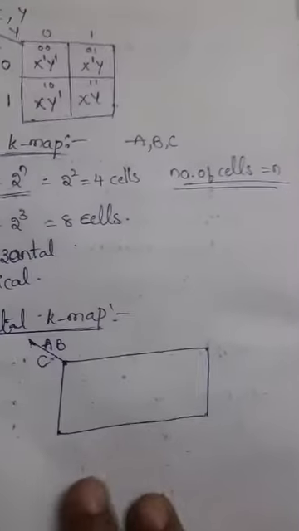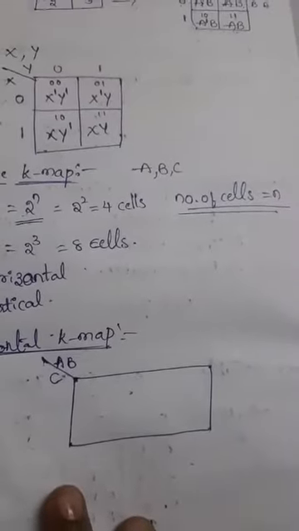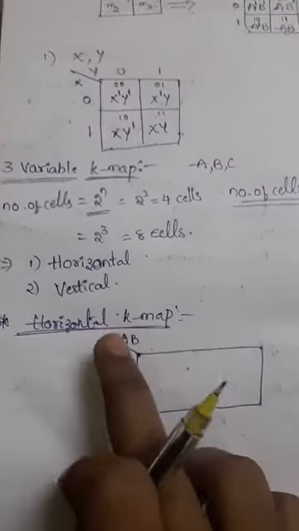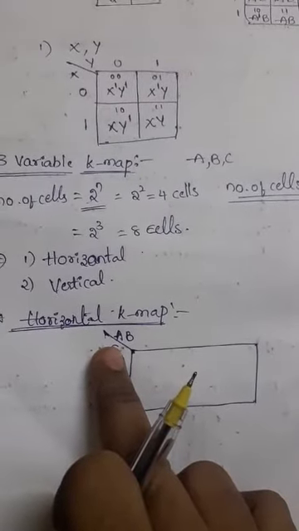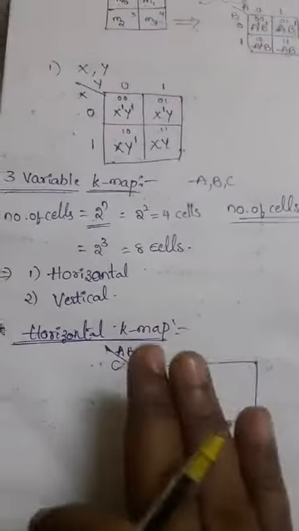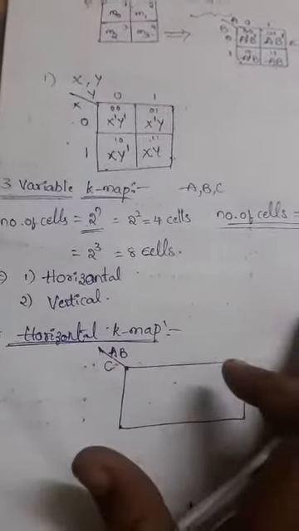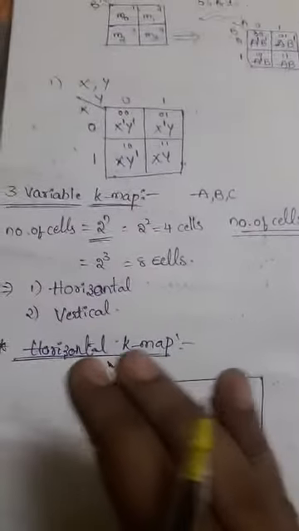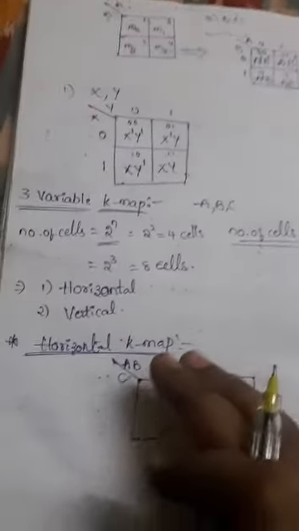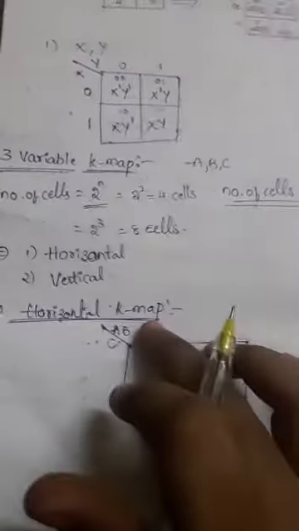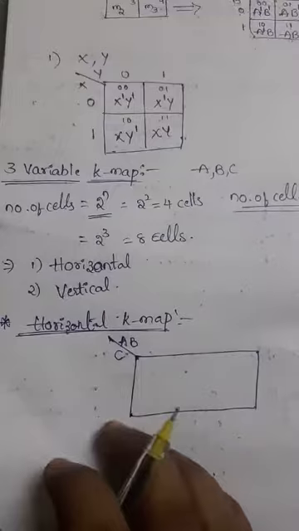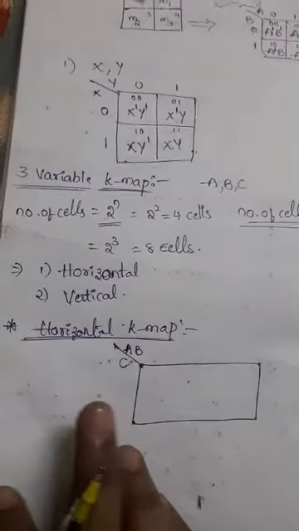If you are taking horizontal, you are taking the maximum variables at the top side. Remember this point. So what is the horizontal K-map? In the horizontal K-map related to the three variable K-map, the maximum number of variables will be taken at the top side. Here, at the top side we are taking two variables, and at the row side we are taking only a single variable.